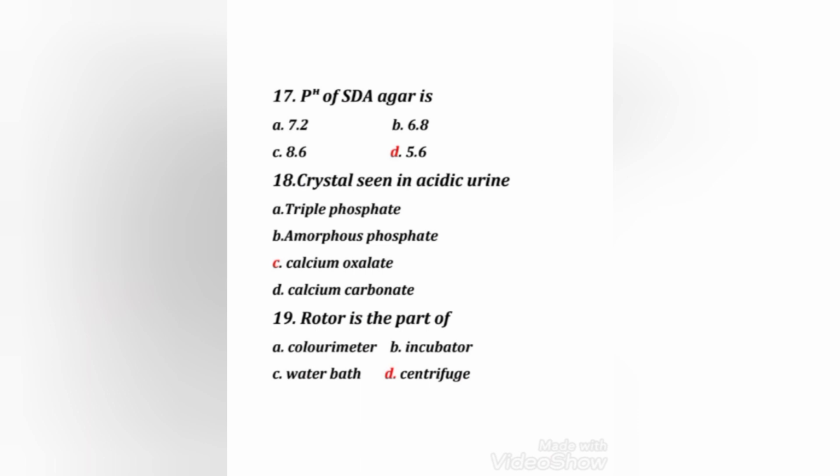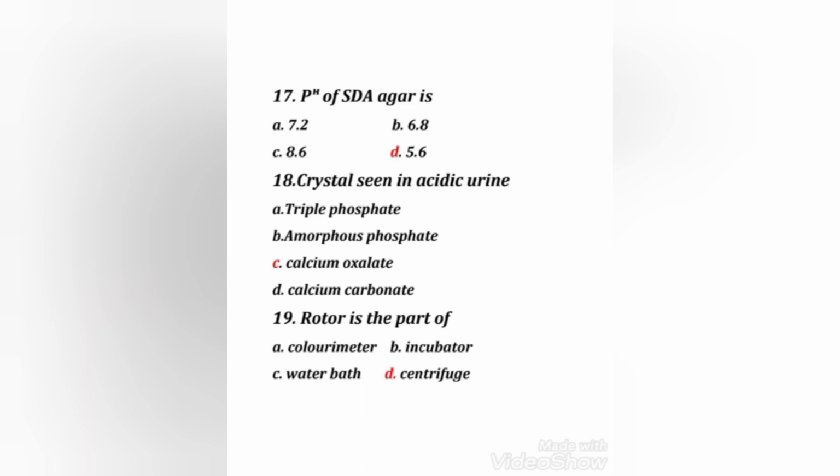Next question. Crystal seen in acidic urine: triple phosphate, amorphous phosphate, calcium oxalate, calcium carbonate. The right answer is option C, calcium oxalate. And what are other crystals seen in acidic urine? Uric acid, amorphous urate, leucine, tyrosine, cysteine.